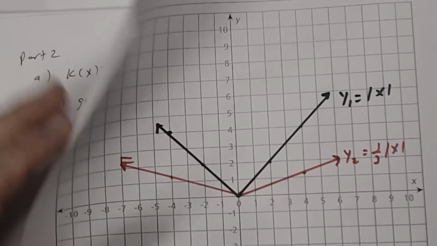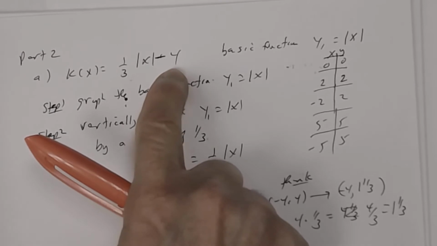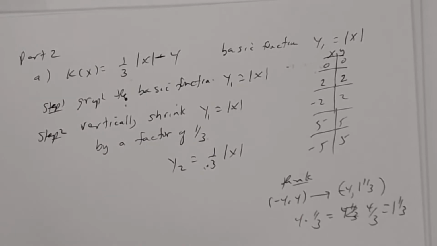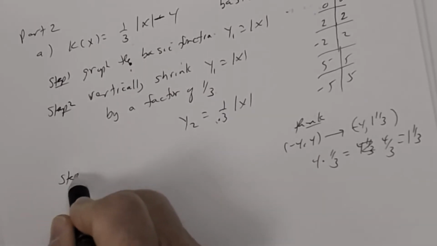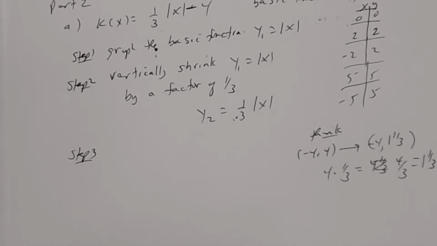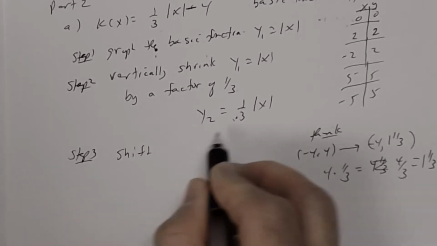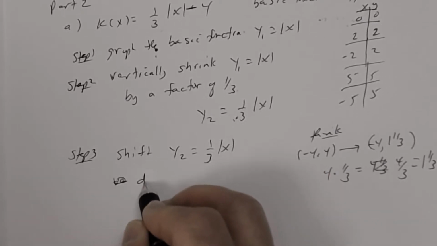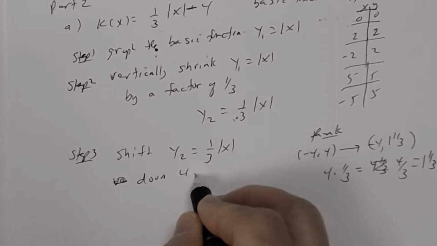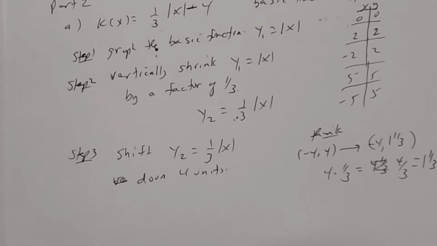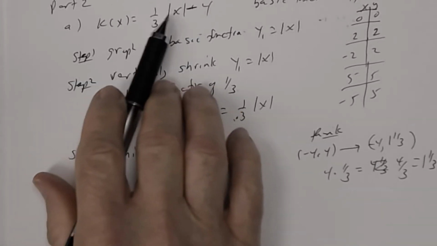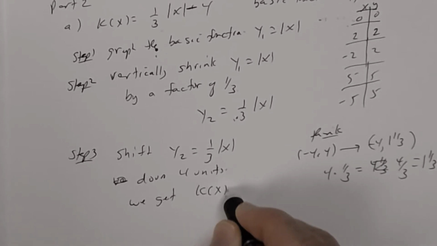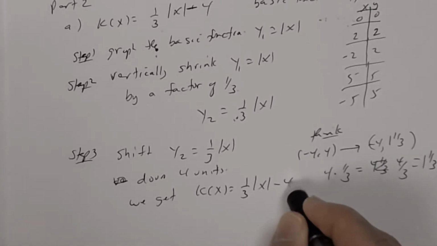And then finally what I've got to do now is vertically translate this down 4. So your next step, and you got to say this, so you got to say step 3. Step 3 is you're going to shift this graph vertically, or you can just say down 4 units. All right, and when you do that, you're going to get your final graph that you want. So you just rewrite this over. So we get k of x equals 1/3 absolute value of x minus 4.